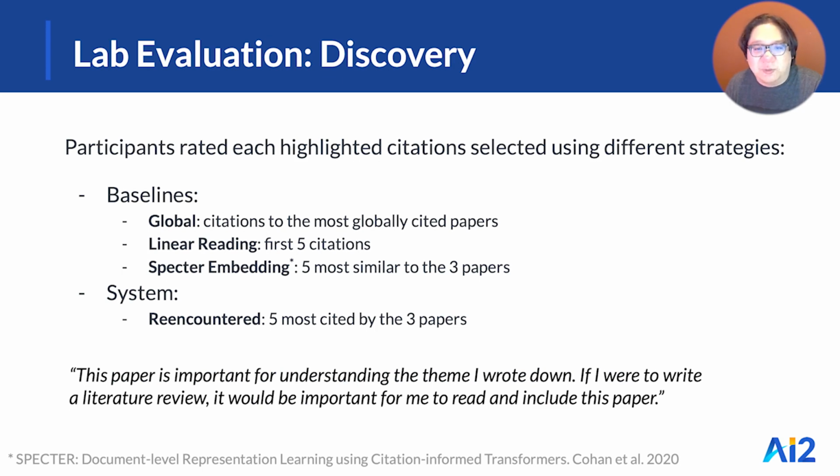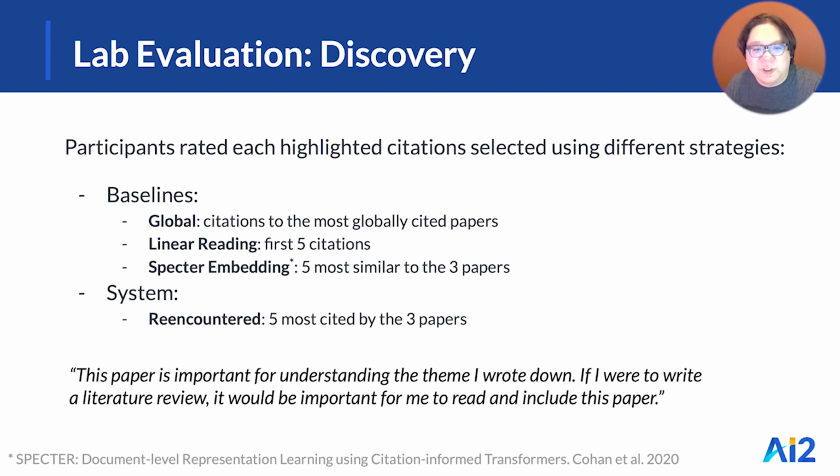First is the global baseline that highlights the 5 most cited inline citations. For the second baseline, we assume linear reading and highlight the first 5 citations in the paper. The third is a stronger baseline where we use a scientific paper embedding model called Spectre, and we highlight the 5 citations in each paper that are most similar to all 3 papers by averaging.